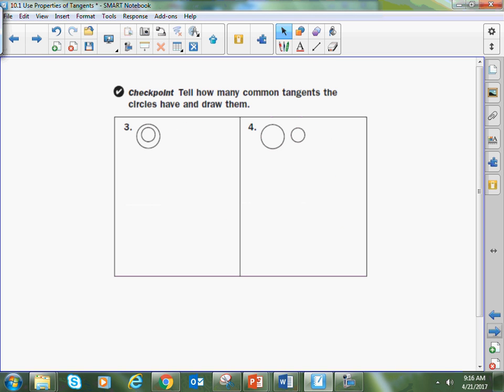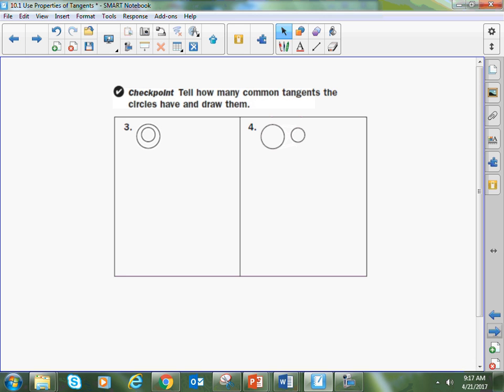Here we're going to follow up on that idea: draw the common tangents in the circles that you see here. Go ahead and hit pause and do so. When you have your tangent lines, hit play again and see how yours compare with mine.